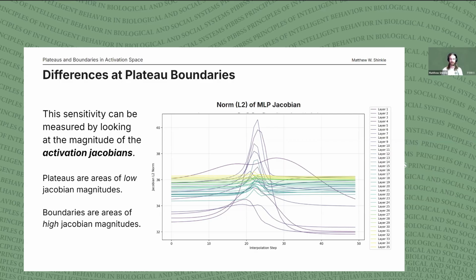We can then plot these values, and we find that Jacobians have very low magnitude for steps lying within the plateaus, and this large bump in magnitude right at the boundaries between plateaus. So this is a pretty clear effect, particularly in earlier layers, which are the darker lines here. And this really validates the hypothesis that plateaus and boundaries emerge from low and high sensitivity regions in the input space of the MLPs. I also think it's important that this is not just a measurement of the activations themselves, but it's actually a causal property of the MLPs themselves that's explaining this sensitivity.